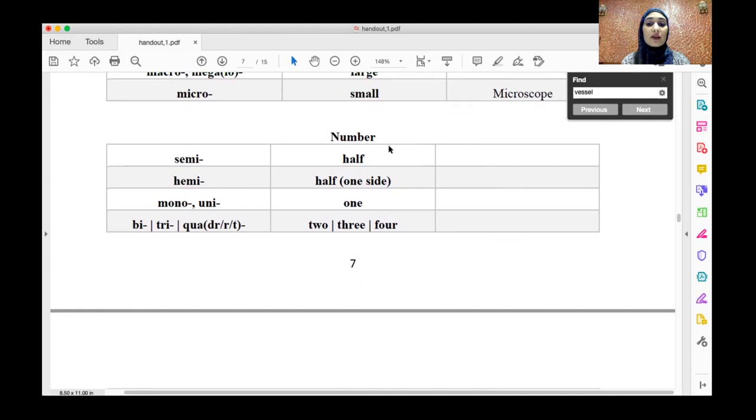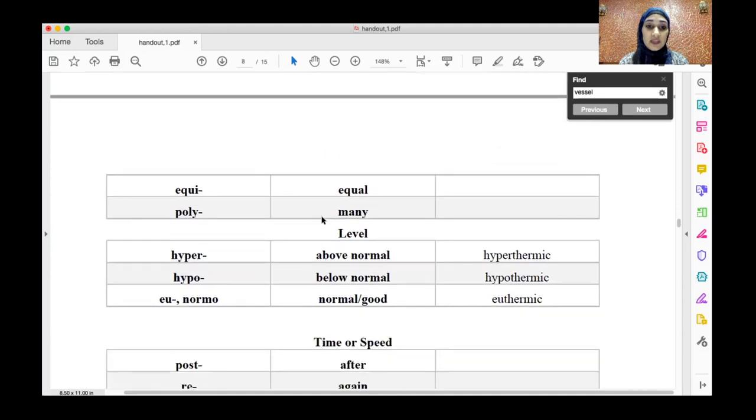We have prefixes referring to the number, like semi, half, hemi, half, or also we have mono and uni, one. We have bi, which means two, tri, three, and quadra, four. Equi means equal, poly means many.